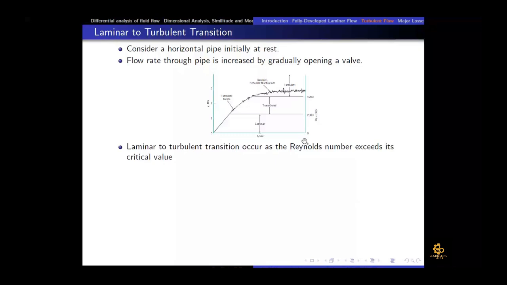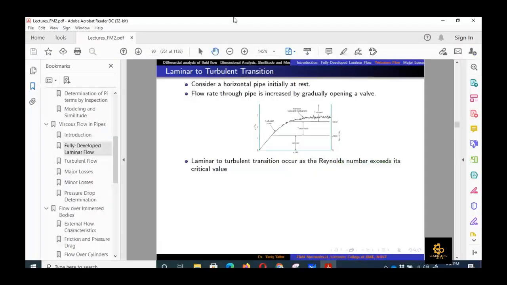So here, if we see this graph, on the x-axis it is time, and on the y-axis we have been given the velocity at a point. You can see that whenever the Reynolds number is less than 2000, that velocity signal is very smooth. That velocity is increasing with time because we are opening the valve, but it is a very smooth line in this portion. But when the Reynolds number becomes greater than 2000, between 2000 and 4000, we can see some little spikes. Let me zoom it a little bit, maybe it would be more easily visible.